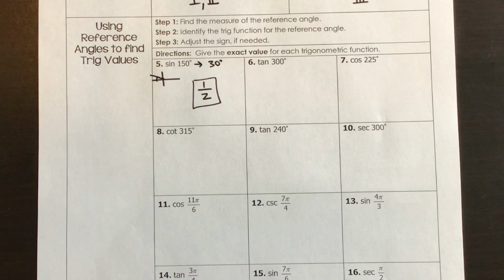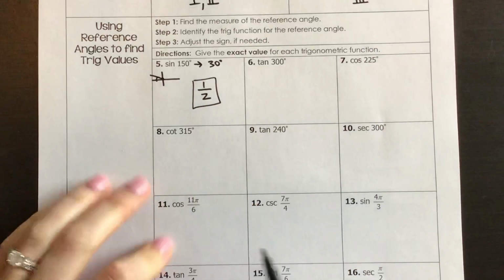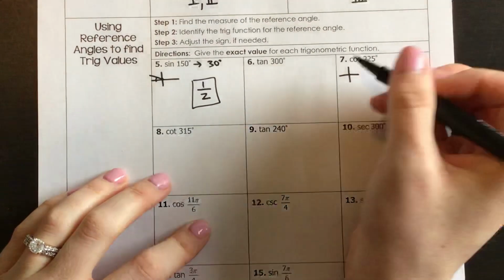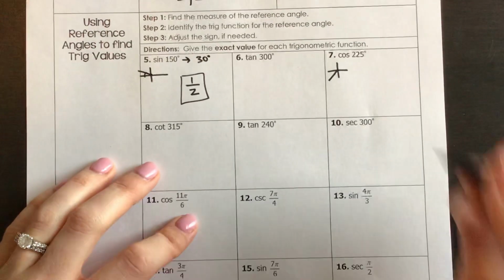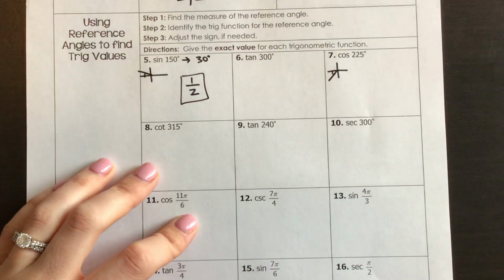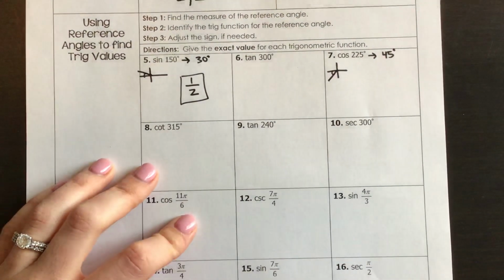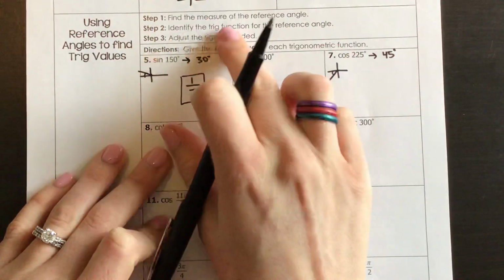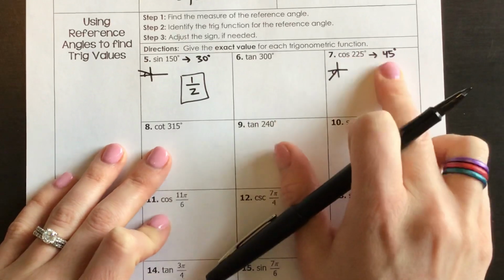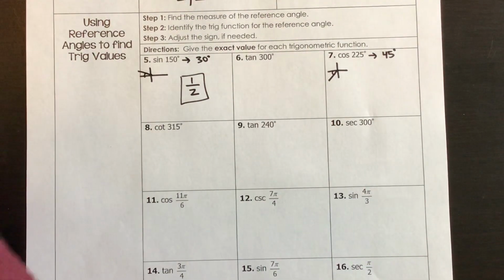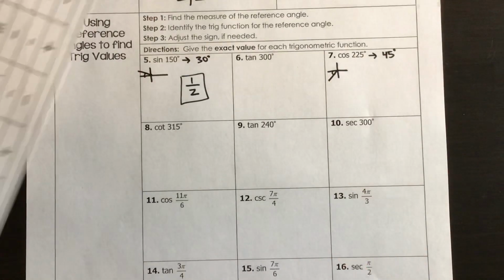Let's move over. We'll kind of do the odds as we move through here. So this one, cosine of 225 degrees. So 225 degrees, here's 90, 180, 225 is halfway through this third quadrant. The reference angle goes back to the x-axis. The reference angle is 45 degrees. Okay, so then identify the trig function for the reference angle. The reference angle is 45. The cosine of 45 is the square root of 2 over 2.